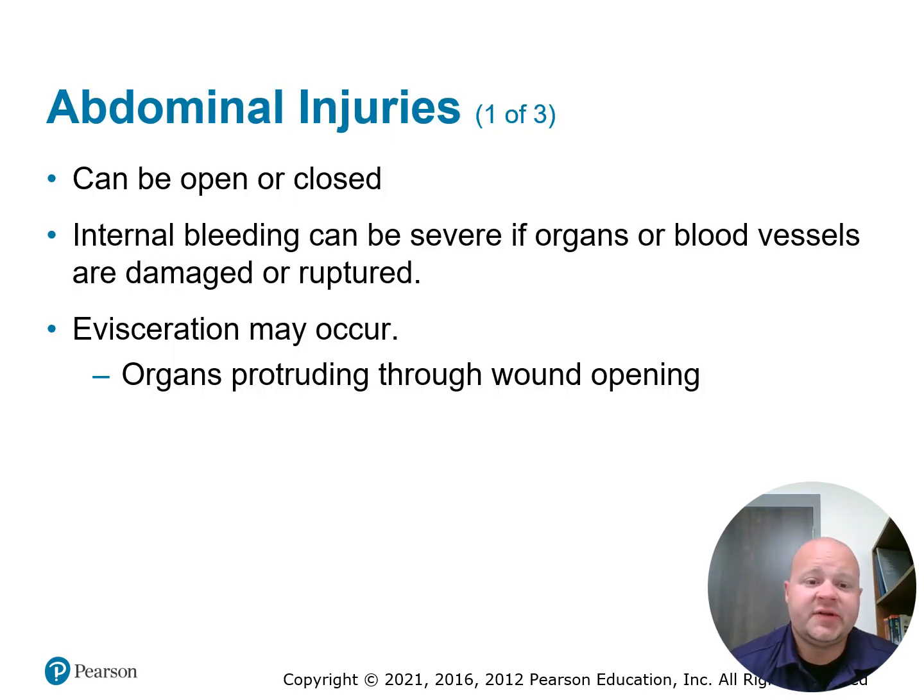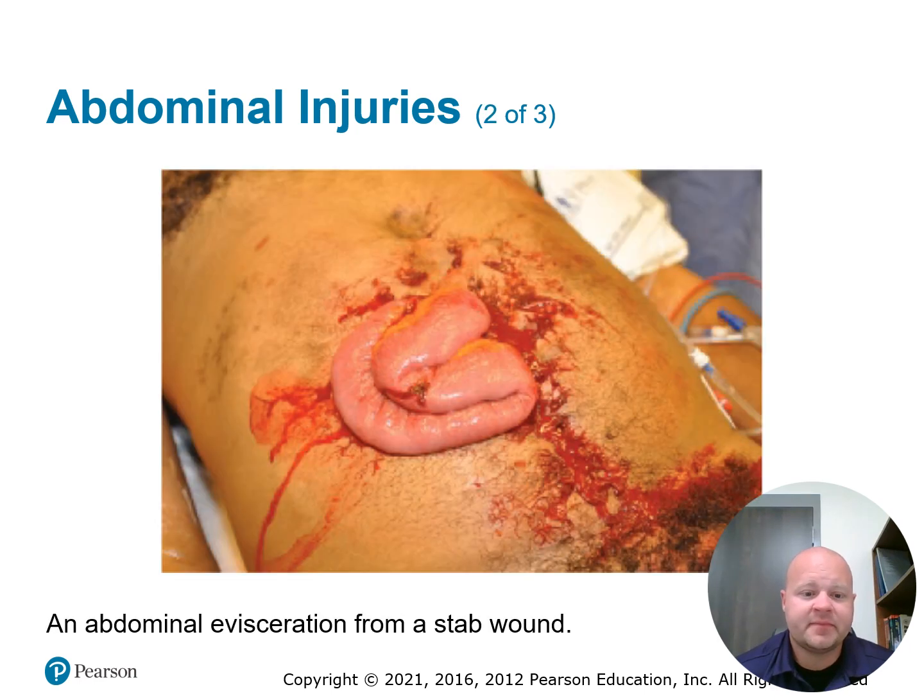So abdominal injuries, same type of thing. It can be open or closed. Internal bleeding can be severe if the organs or blood vessels are ruptured or damaged. Evisceration can occur. That's when the organs are protruding through the wound opening. I think we're coming up on a picture of that. Yeah. So this is an abdominal evisceration from a stab wound.